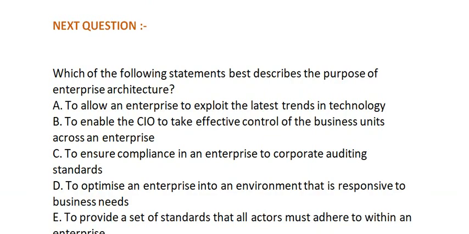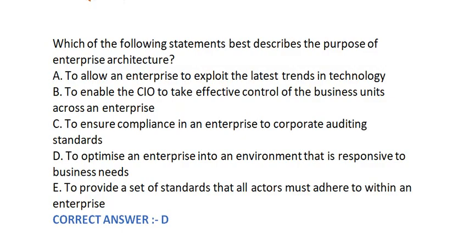Now, today's first question is, which of the following statements best describes the purpose of enterprise architecture? Option A, to allow an enterprise to exploit the latest trends in technology. Option B, to enable the CIO to take effective control of the business units across an enterprise. Option C, to ensure compliance in an enterprise to corporate auditing standards. Option D, to optimize an enterprise into an environment that is responsive to business needs. And option E, to provide a set of standards that all actors must adhere to within an enterprise.